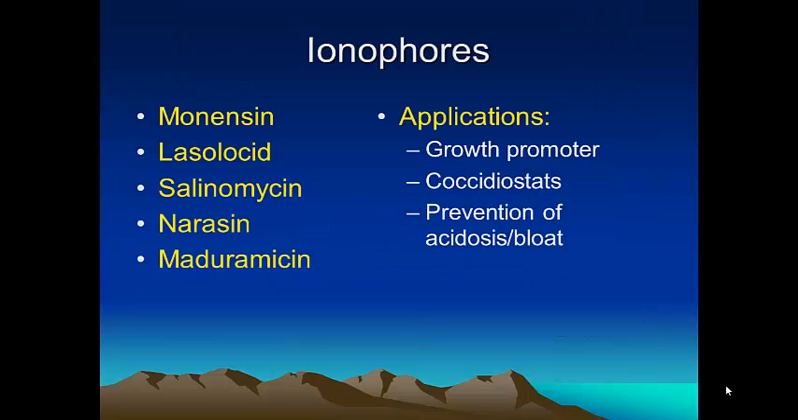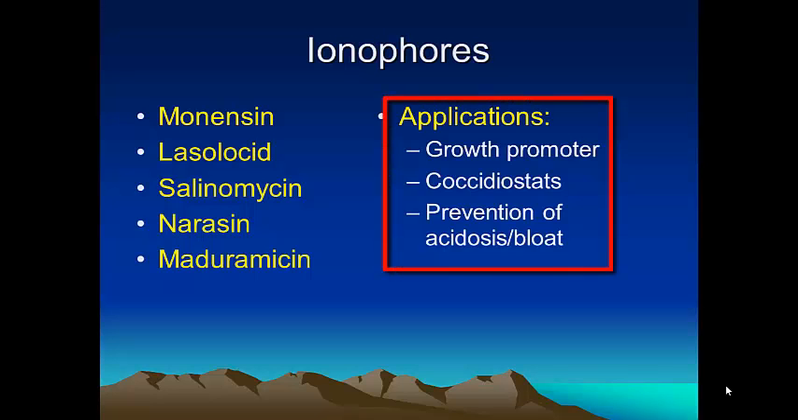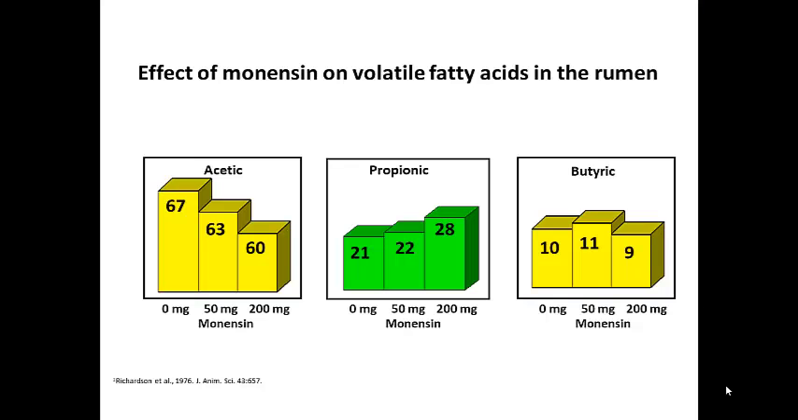So let's give a quick review, saying that ionophores like monensin are antibiotics that are exclusively used in food animals as growth promoters, coccidiostats, and to prevent acidosis and bloat. In cattle, feeding monensin markedly changes the proportions of volatile fatty acids in the rumen, such that there is less acetic acid, butyric acid, and this is accompanied by an increase in propionic acid, which is the most efficiently utilized of all the ruminal fatty acids.